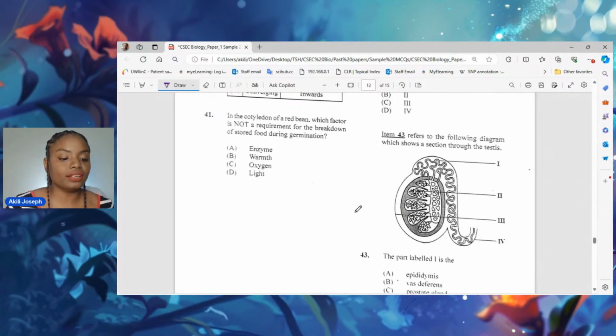41, in the cotyledon of a red bean, which factor is not a requirement for the breakdown of stored food during germination? Is it going to be enzymes, warmth, oxygen, or light? So we're needing all of the above except D, which is going to be light, right? Light is not a requirement.